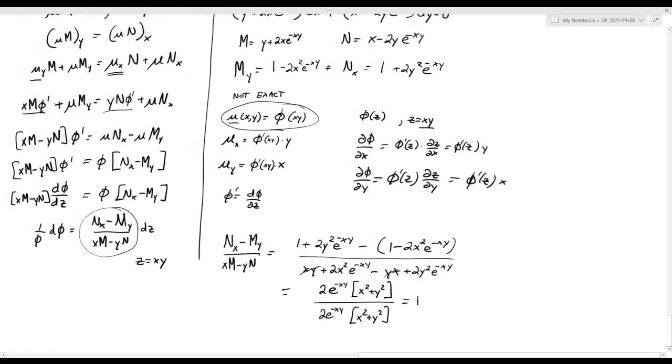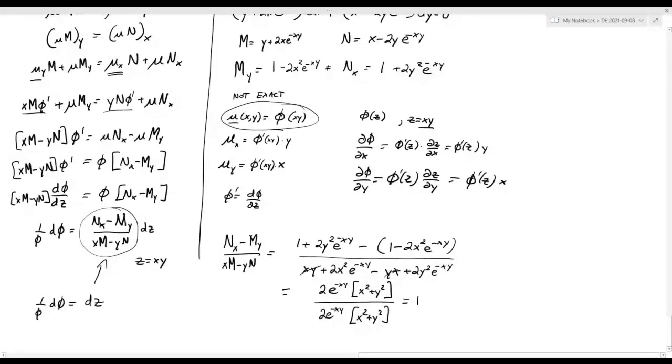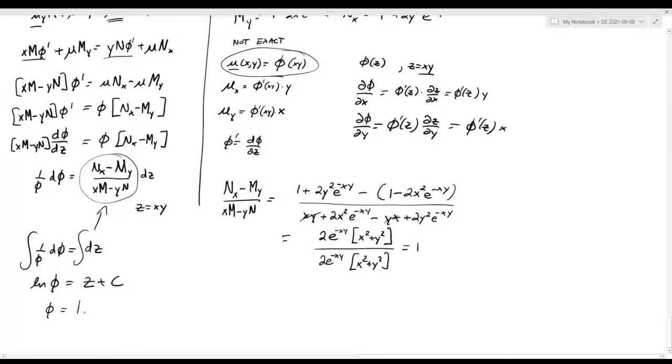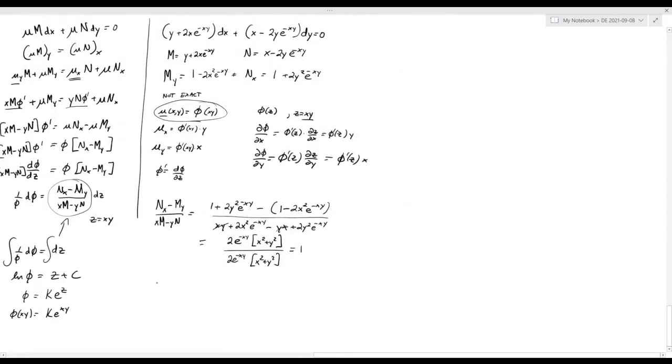So in a trivial sense, this expression is just a function of z, right? It's a constant function. So then we have 1 over phi d phi is equal to dz. So we anti-differentiate the two equal differentials and then exponentiate. So an integrating factor would be some constant times e to the z, where z is equal to x times y. And now it's any constant, so I'll choose k to be 1.